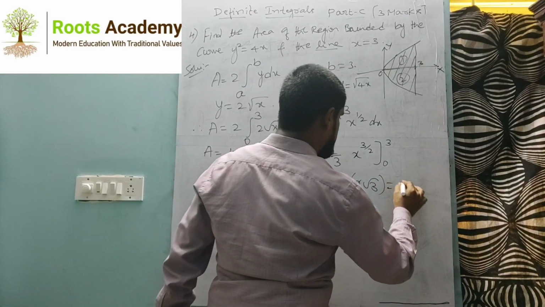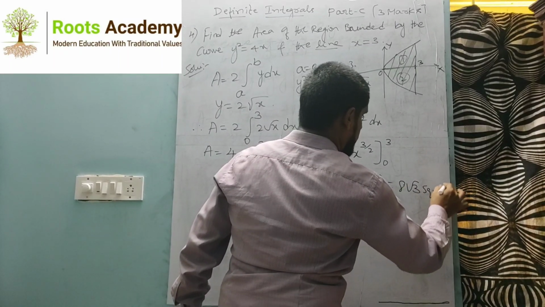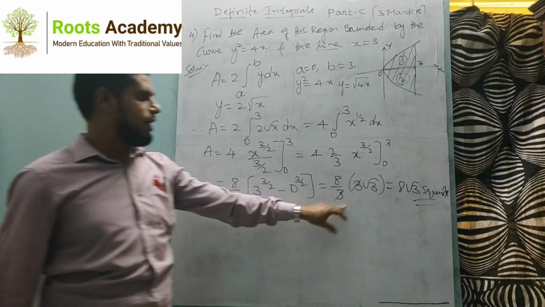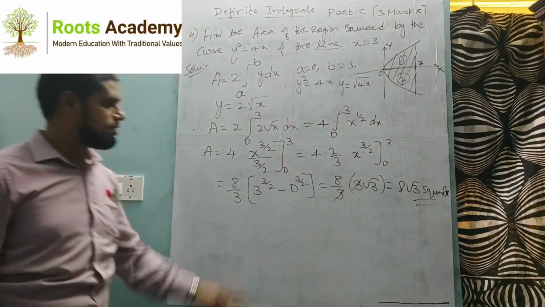The final answer is 8 root 3 square units. Just 3 and 3 get cancelled. The left out part is 8 root 3 square units. This is the answer.